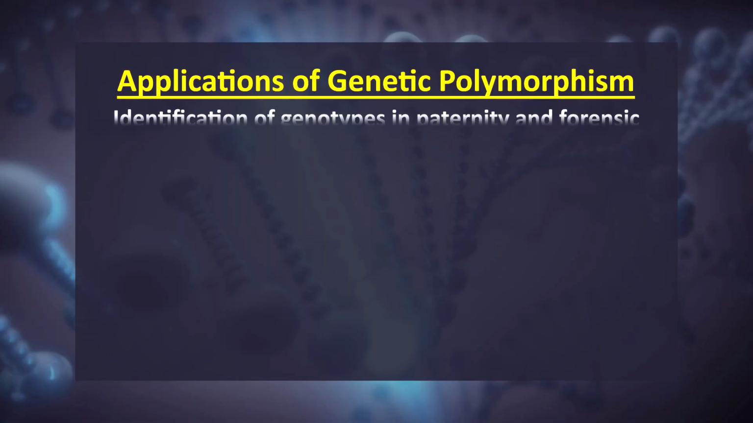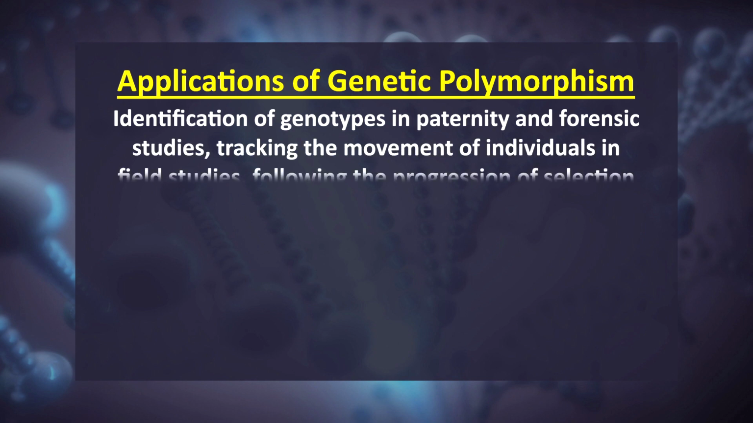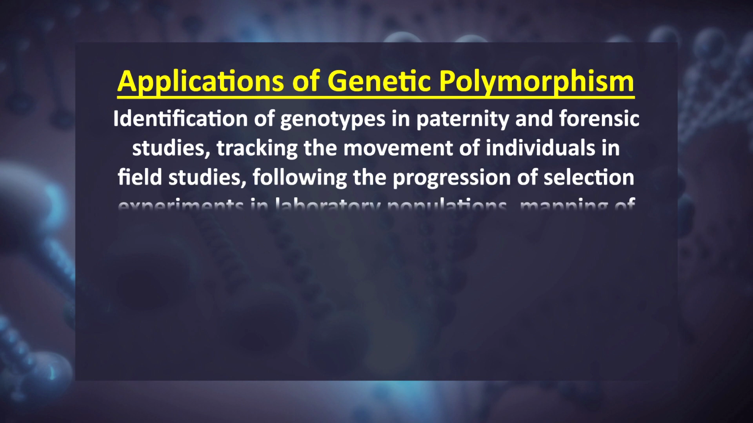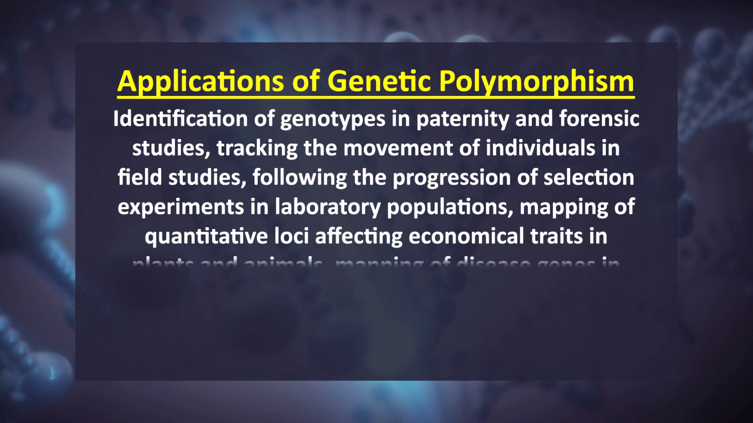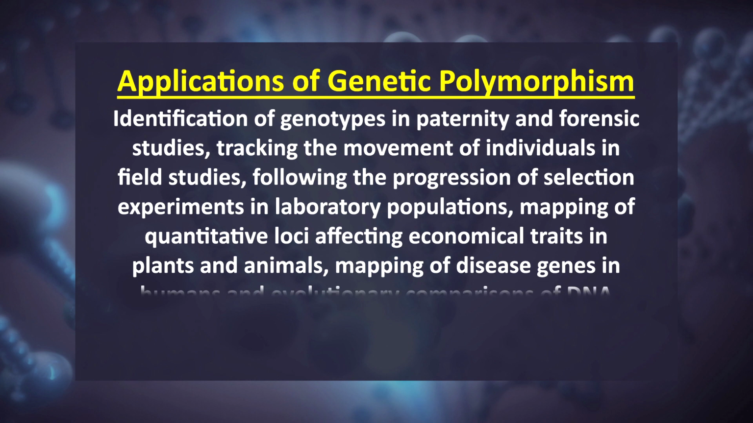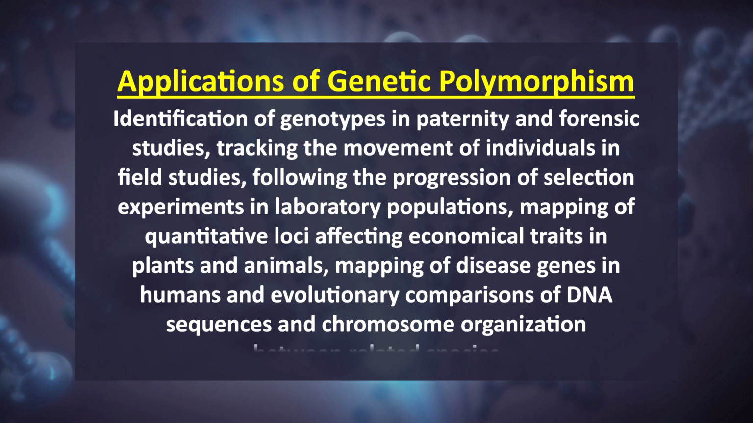These investigations cover a wide berth of objectives, including identification of genotypes in paternity and forensic studies, tracking the movement of individuals in field studies, following the progression of selection experiments in laboratory populations, mapping of quantitative loci affecting economic traits in plants and animals, mapping of disease genes in humans, and evolutionary comparisons of DNA sequences and chromosome organization between related species. The uses of genetic polymorphisms are almost endless.